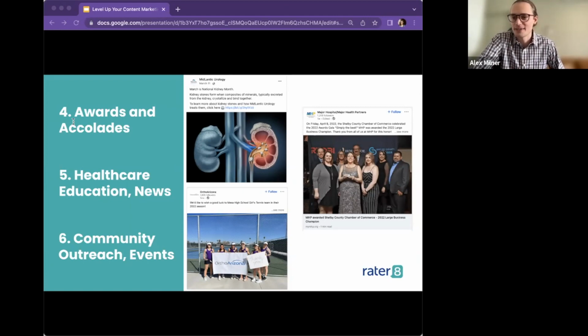People like working with healthcare providers who give back to the community and work with the community. And so if you do that, you should be highlighting that on your social media posts, ensuring that you have your branding readily available and seen, as well as your staff and their names. You can do it for literally anything.